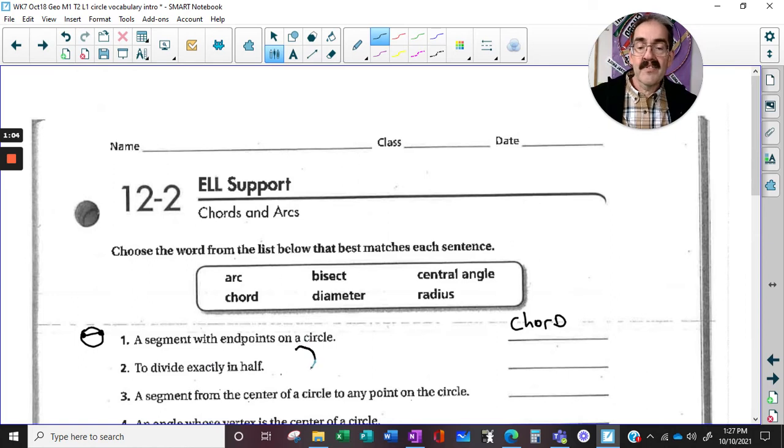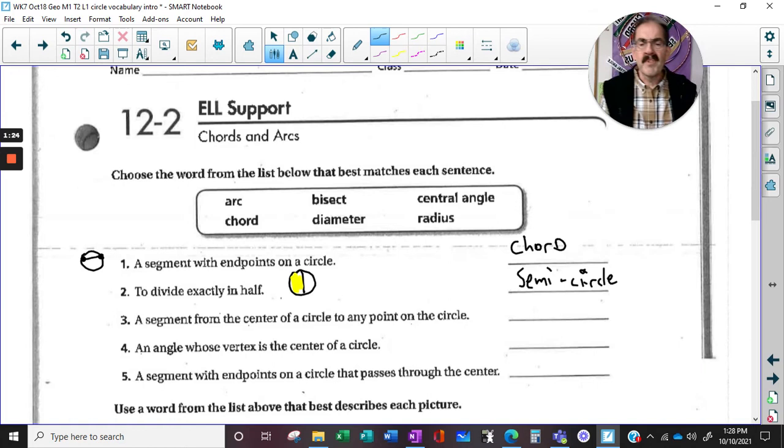Exactly half, okay? Exactly half a circle. So half a circle would be a semicircle. Semicircle, all right? A segment from the center of a circle to any point on the circle. From the center of the circle to any point. Oh, that's a radius, isn't it? Yeah, radius.